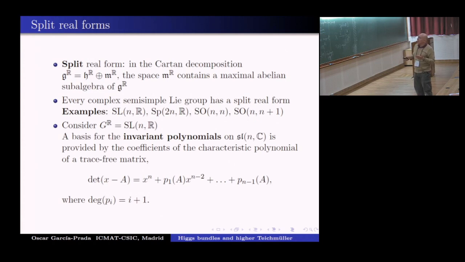And consider the coefficients of the characteristic polynomial of a matrix. These are homogeneous polynomials on the Lie algebra of SLnC that are invariant under the action of SLnC, and have degrees given by i plus 1.